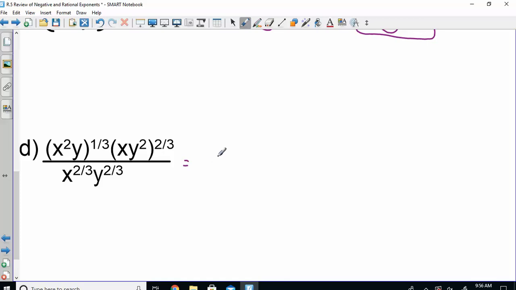Alright, what do we do first? Distribute. So in this first parenthesis, that's like an x to the second and a y to the first. Multiply. 2 times 1/3 is 2/3. For the y's, 1 times 1/3 is 1/3.